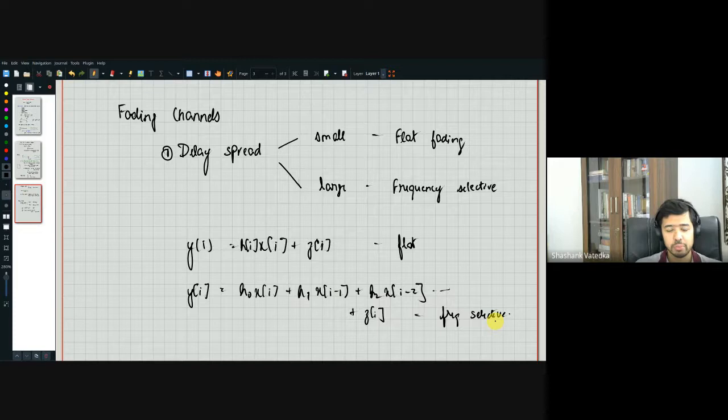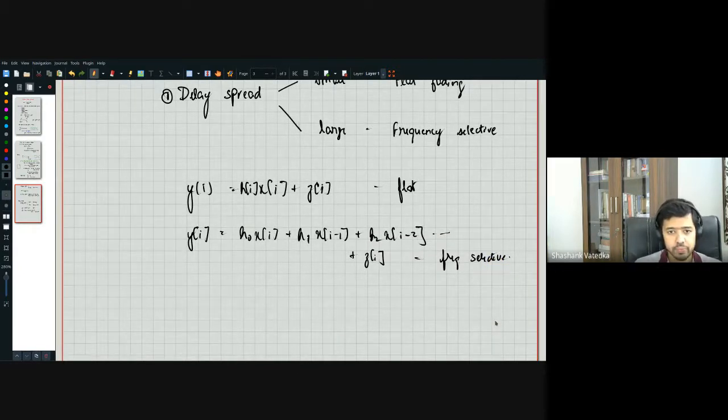Right, so if the delay spread is large, then you have spillover from the previous time instance. Whereas if the delay spread is small, the channel is flat fading, and you don't have any sort of spillover. Almost all of whatever is transmitted at a particular instant is received in the same time instant, or maybe after a constant delay. Right, so this is a categorization of channels based on the delay spread.